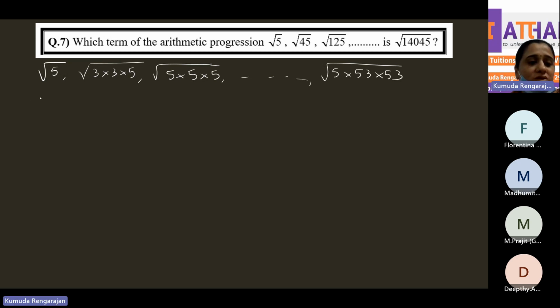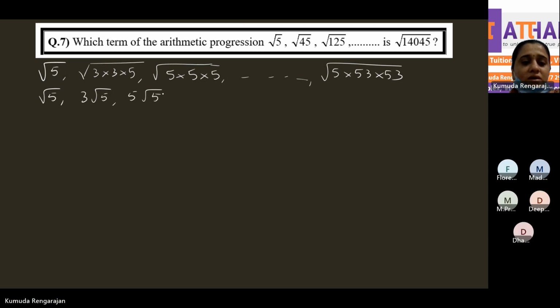So now express them as mixed surds. Square root of 5, comma 3 root 5, comma 5 root 5, like this, 53 root 5. So express the surds as mixed surds by using that prime factorization method. So that's the first step. Whenever you have surds, you should be able to express them as mixed surds. Otherwise, the question will be given like that.